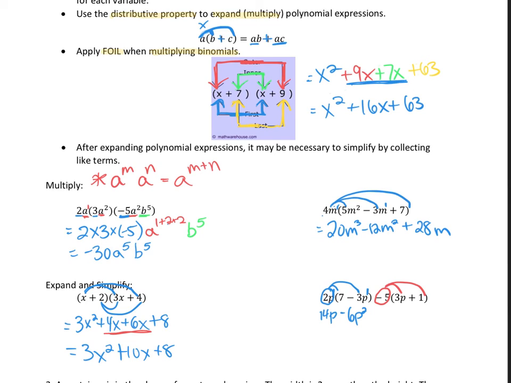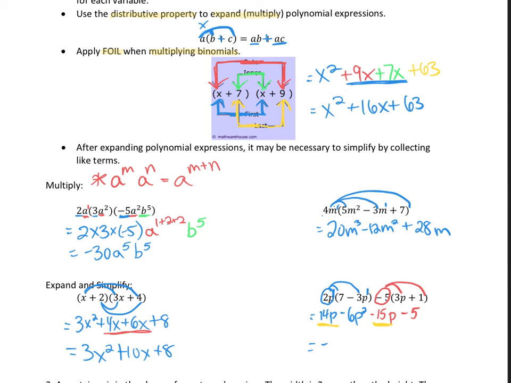Now we'll distribute that negative 5. So we have a negative 5 times 3p, which is going to be a negative 15p. And a negative 5 times a negative 1 is a negative 5. So if we want to combine any like terms we have, you can see we have a 14p and a minus 15p here that we'll combine.